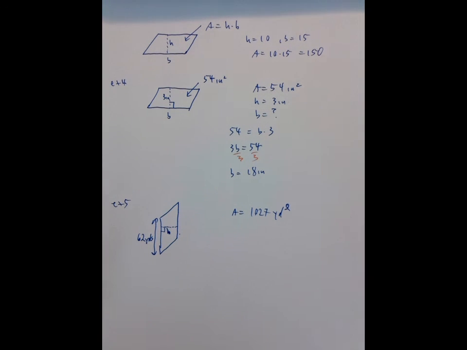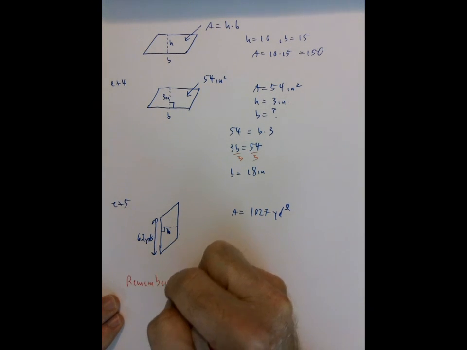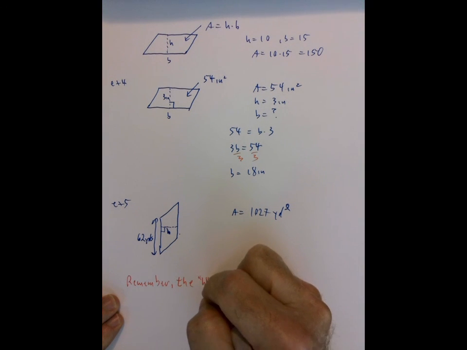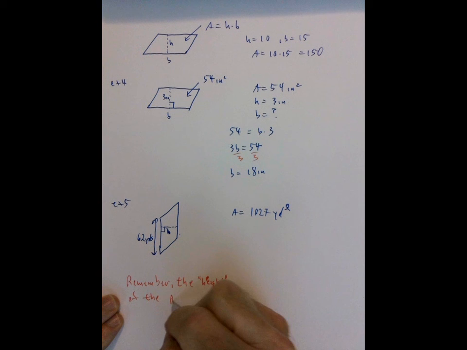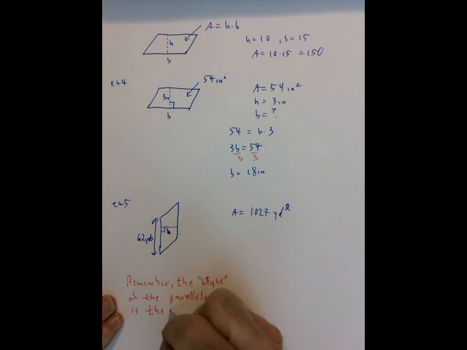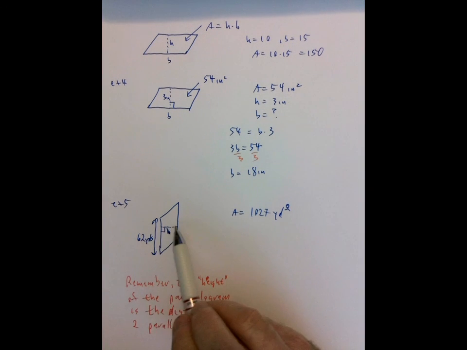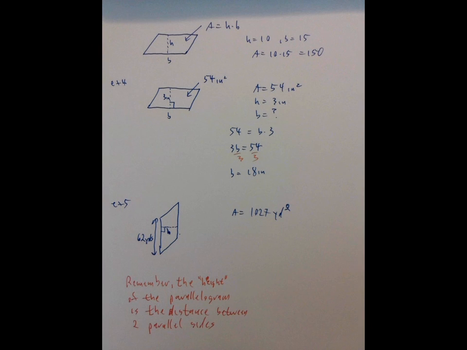Remember how parallelograms work. Remember, the height of the parallelogram is the distance between 2 parallel sides. So that's why here we could measure the height across like that. It's called the height, which makes it sound vertical, but really it's just the distance, that vertical distance between 2 sides.